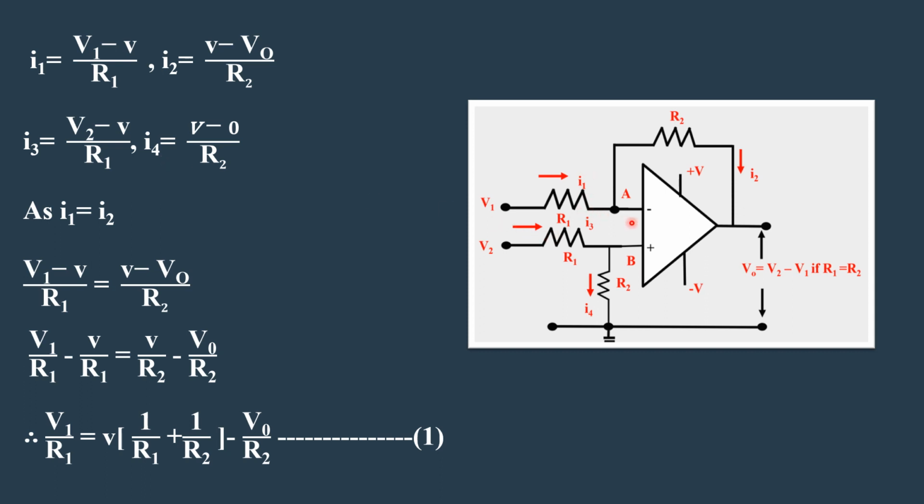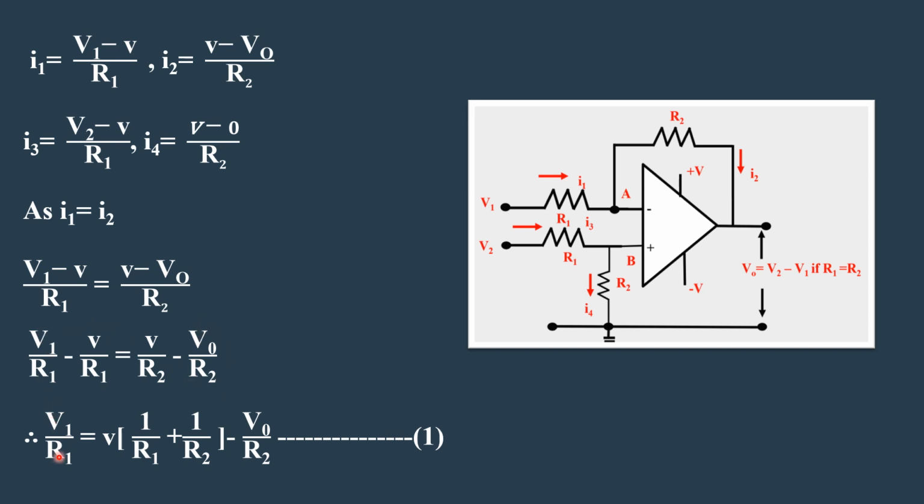As we know now, this input impedance is very high, that's why the whole current will flow through this branch and no current will be absorbed by this operational amplifier. Therefore, we can write I1 is equal to I2. So, here we can equate I1 is equal to V1 minus V divided by R1 and V minus V0 divided by R2. So, equating this, we can get V1 upon R1 minus V upon R1 is equal to V divided by R2 minus V0 divided by R2.